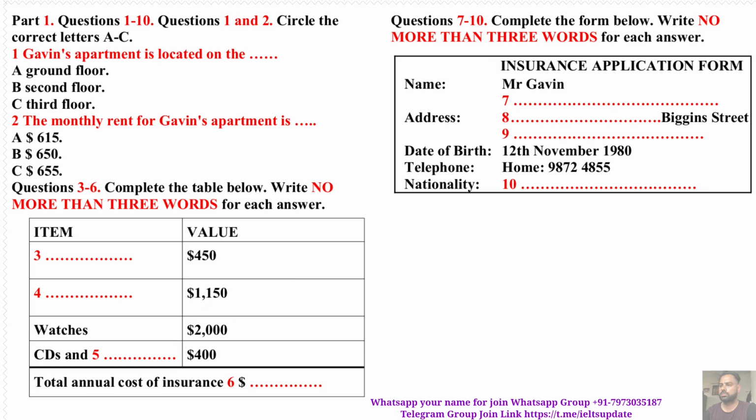Gavin, a newly arrived student, wants to insure the contents of his apartment. He calls an insurance agent to ask for information. First, you have some time to look at questions 1 to 6. Now we shall begin. You should answer the questions as you listen, because you will not hear the recording a second time. Listen carefully to the conversation and answer questions 1 to 6.